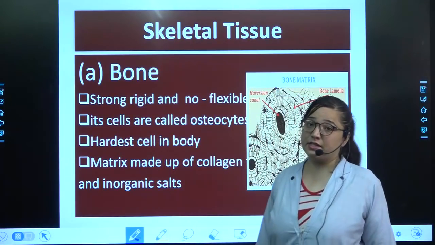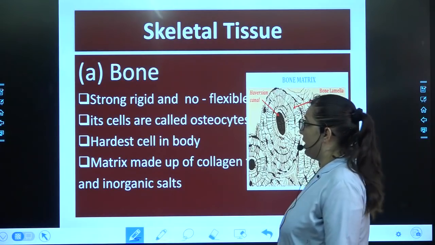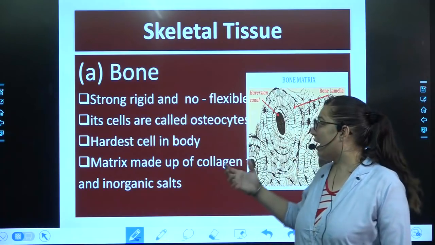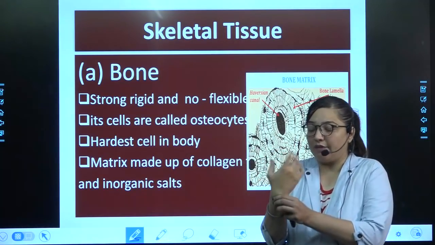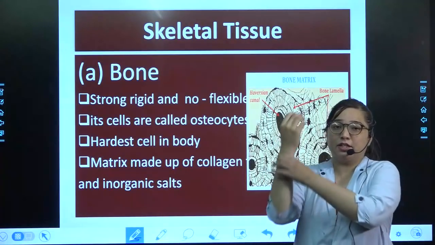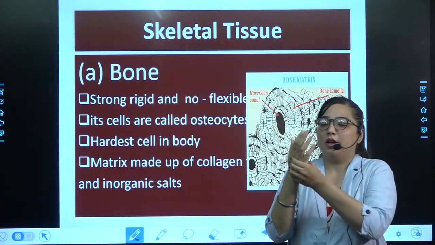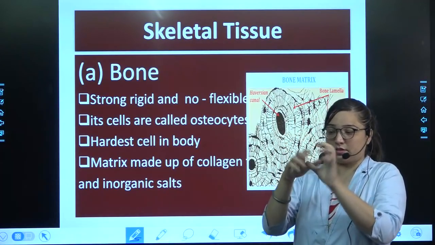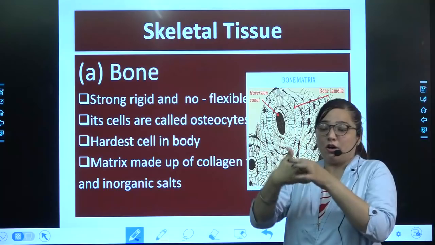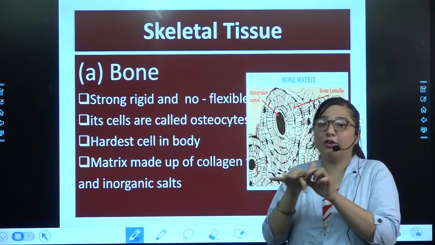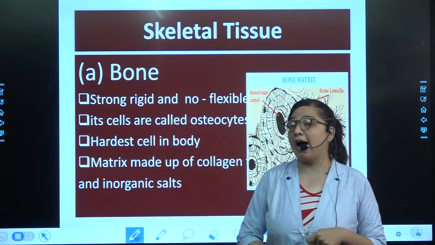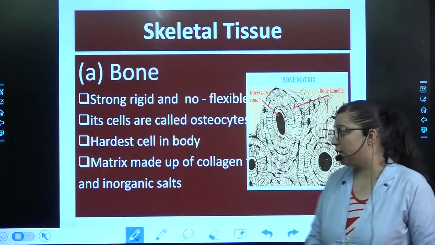Before understanding this, some important points about the bone. How is the bone? It is one of the strong parts and moreover non-flexible. You have the bone over here. Is it possible for us to bend this part? No. Here there is one bone, can I bend this part? No. So bone is a strong, rigid and non-flexible part.